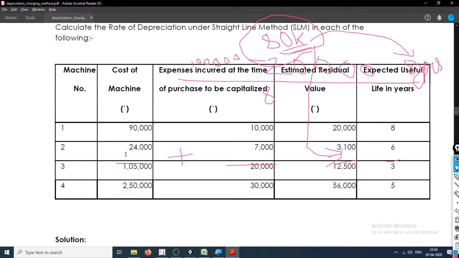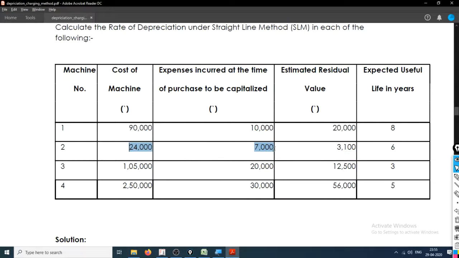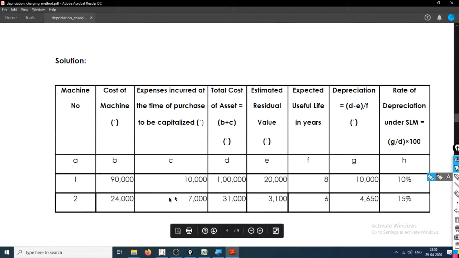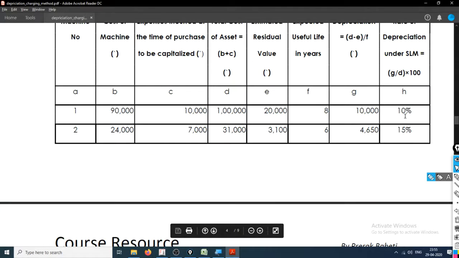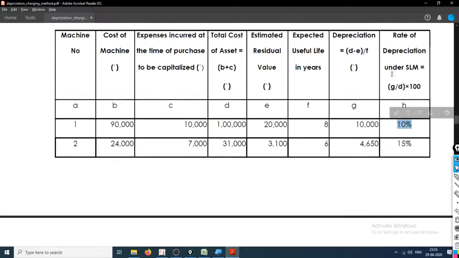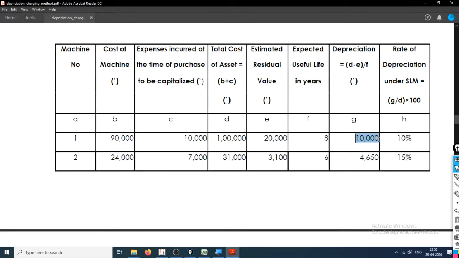You can solve the second one for yourself. 24 plus 7 is 31, so 31,000 minus 3,100 divided by 6, which comes to 4,650. And how do we calculate the rate? That is 10,000 divided by 1 lakh, and 4,650 divided by 31,000. If you want to apply the rate, you can, that is 1 lakh into 10% directly.